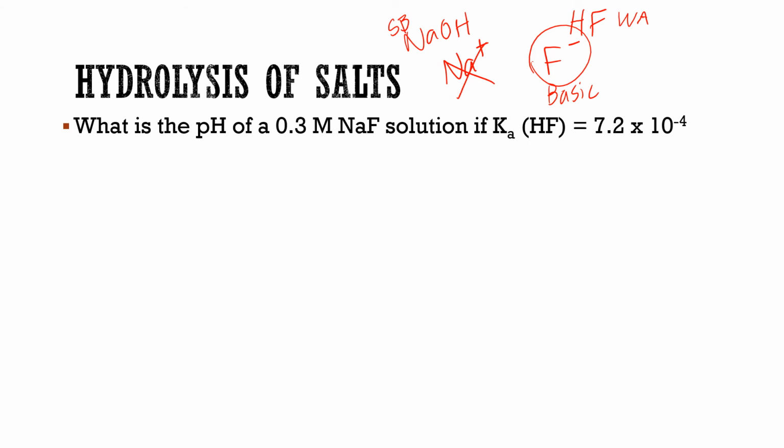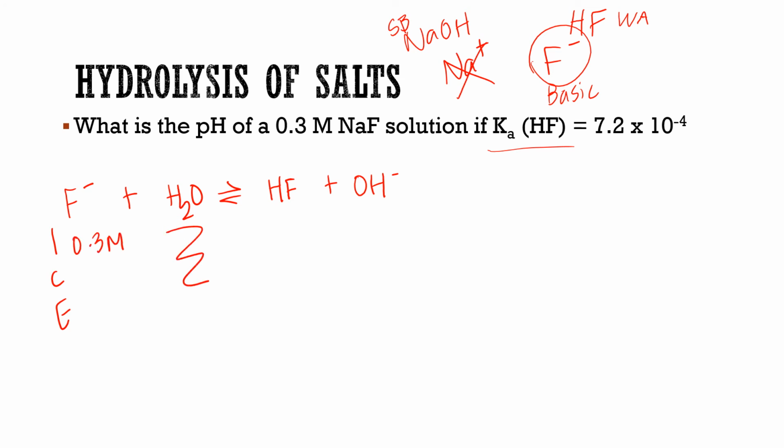You can also be clued in that it's the fluorine ion that's going to hydrolyze with water because you're given the Ka of HF. All right, so I'm going to write my hydrolysis reaction. The fluorine is going to hydrolyze with water to form HF and hydroxide. So my initial concentration is 0.3, minus x, plus x, plus x. So now I have x squared over 0.3. But now, y'all, this is a base, so this reaction is Kb.